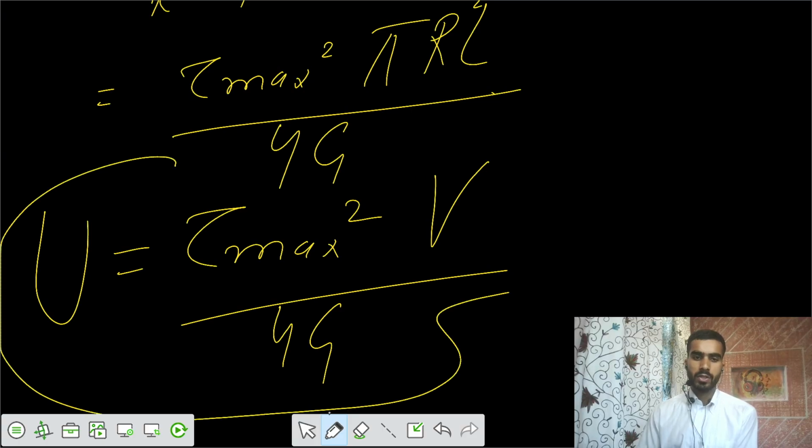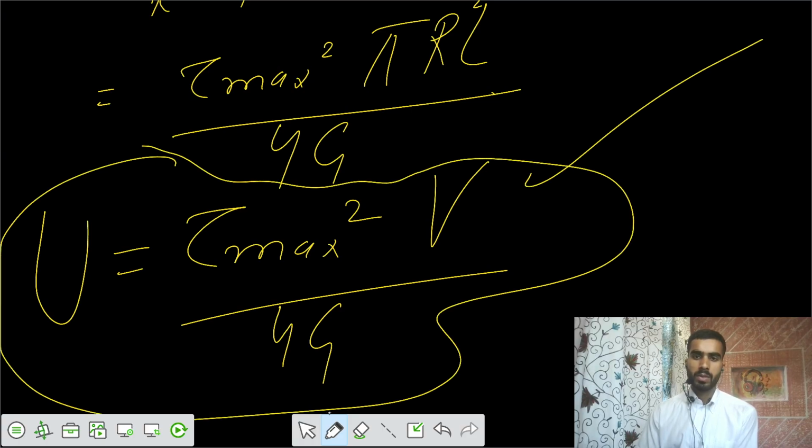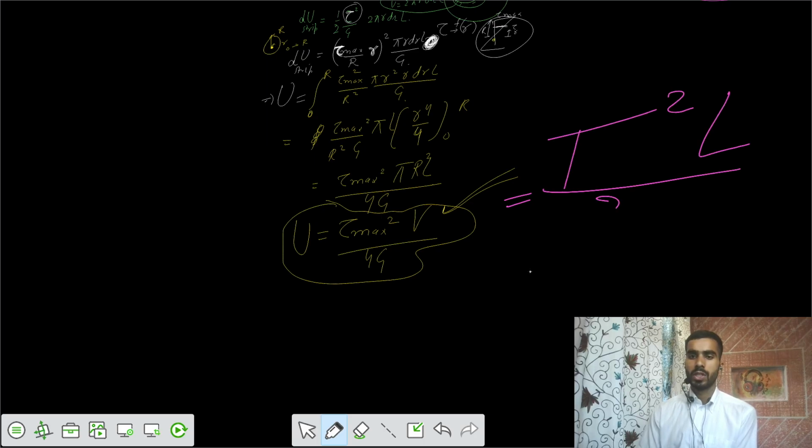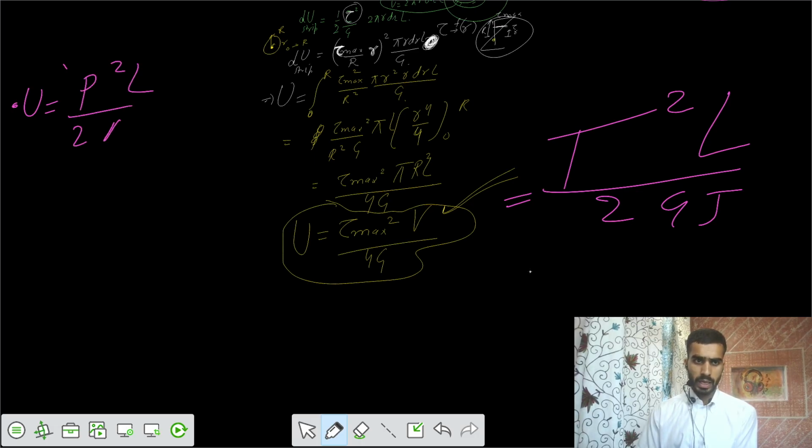So your strain energy stored in the shaft in terms of shear stress tau max is equal to tau max square V divided by 4G. And in terms of torque, that was T square L by 2GJ. If you have strain energy because of axial force, that was equal to P square L by 2AE. Similarly, you have T square L by 2GJ.